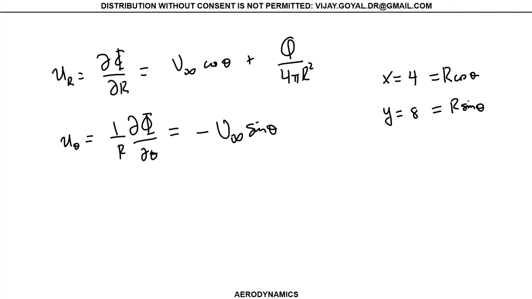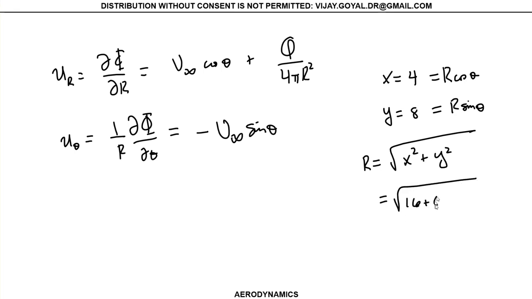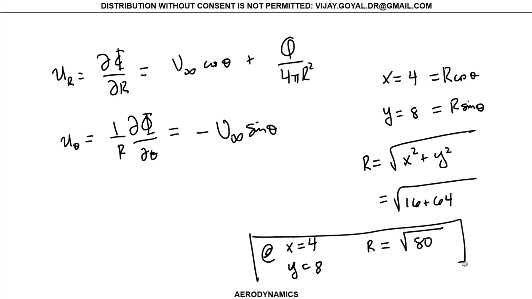Okay, so if I want to find my r, you can show that your r is nothing else than the square root of x squared plus y squared. That would give you a value of 16 plus 64. So your value of r is equal to square root of 80. Okay, so at x equal to 4 and y equal to 8, this is your radius.